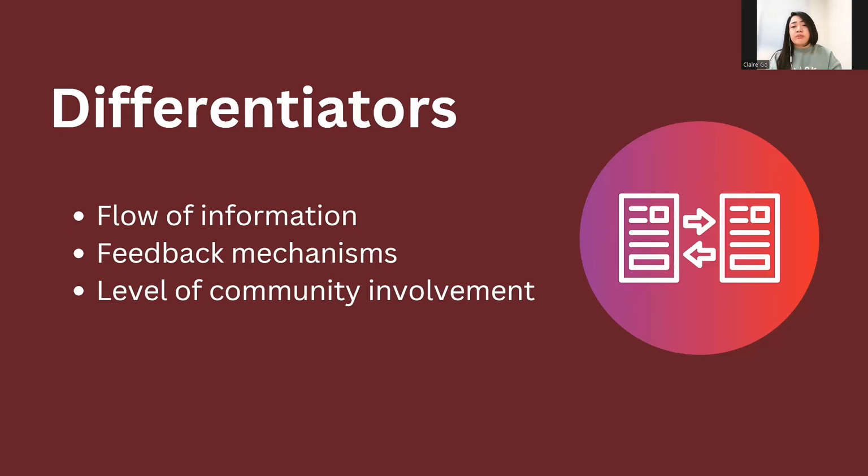Traditional approaches may limit community engagement. Communication for development, however, prioritizes active community involvement, recognizing it as a catalyst for sustainable outcomes. Understanding these differentiators is key to appreciating the transformative shift in communication strategies.